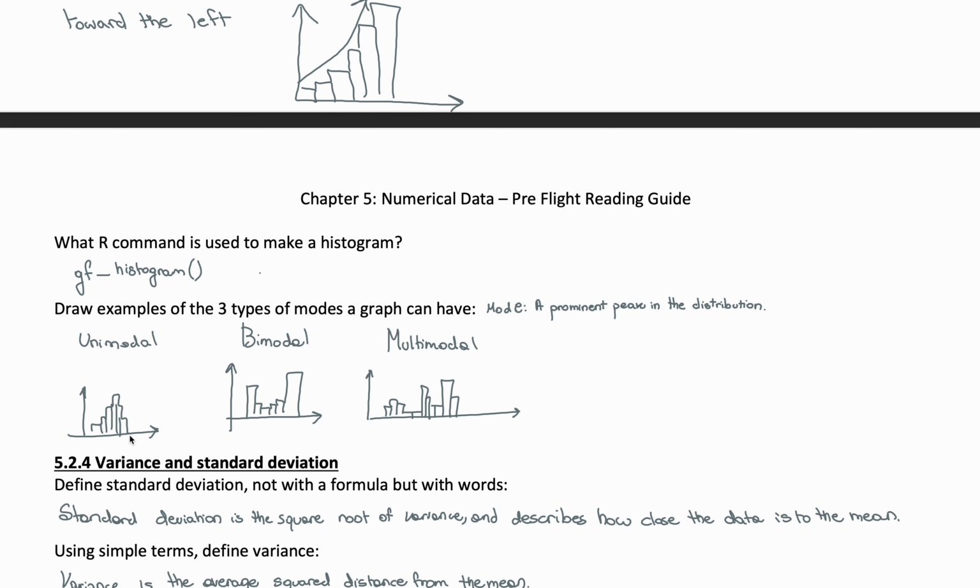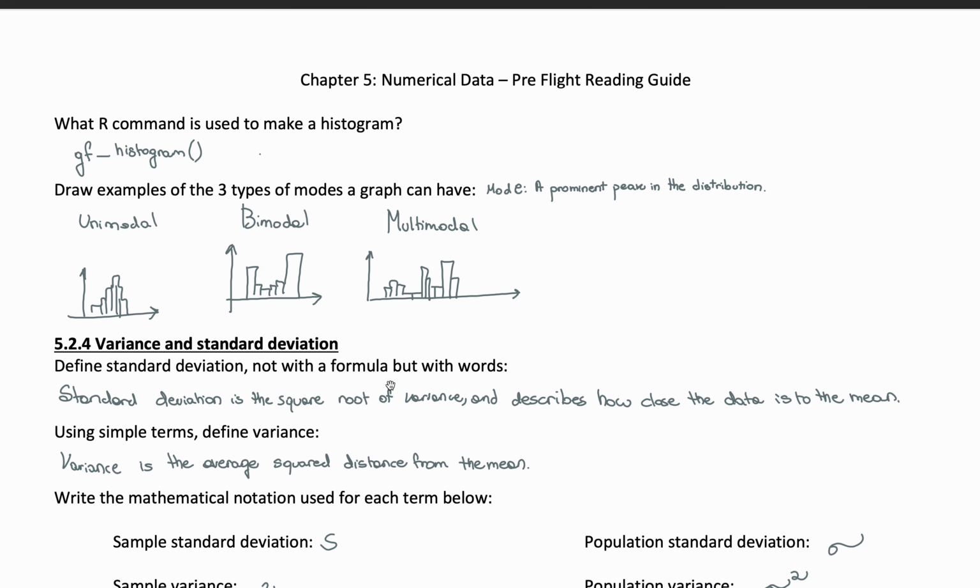And then they're good at telling us the mode, which is a prominent peak in the data. Here, there's a single prominent peak in the data, so that would be unimodal, and I would also say that this is symmetrical. This is bimodal because there's two prominent peaks in the data, and this is multimodal because you see there's more than two prominent peaks in the data.